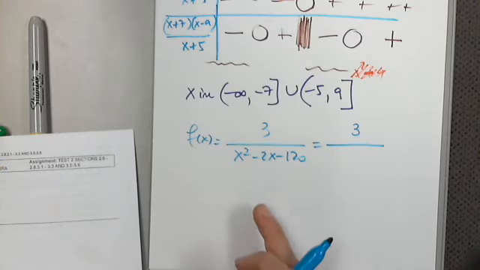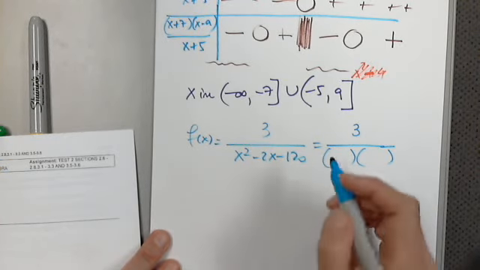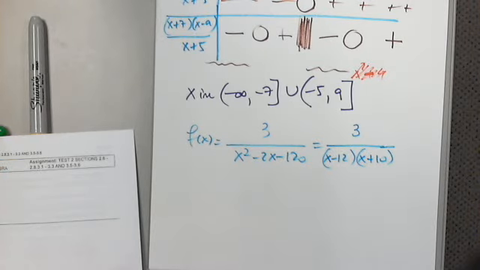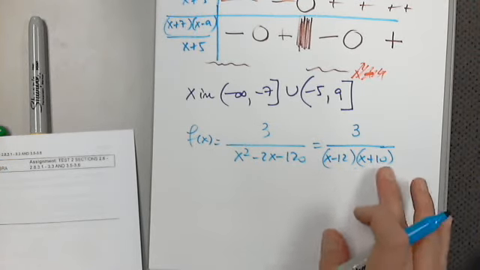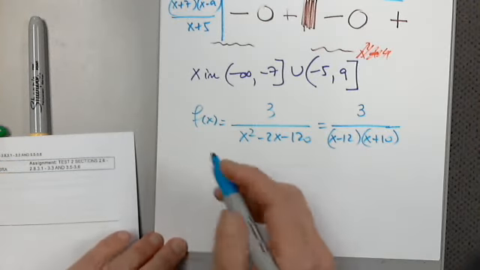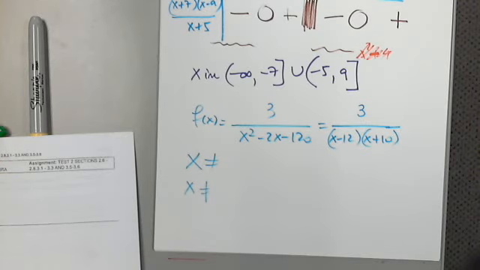So can we factor this? Okay, if we can, then how do we factor it? It's x minus 12 and then x plus 10. Perfect. The product is negative 120 and the sum is negative 2. Very good. So then we know that x cannot be two different x values. And those values are?